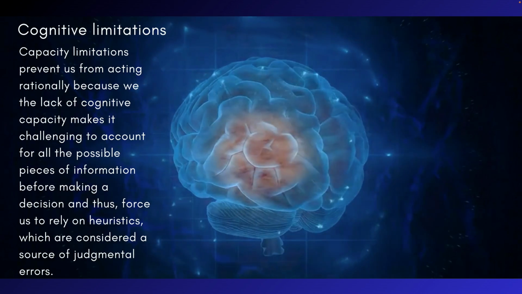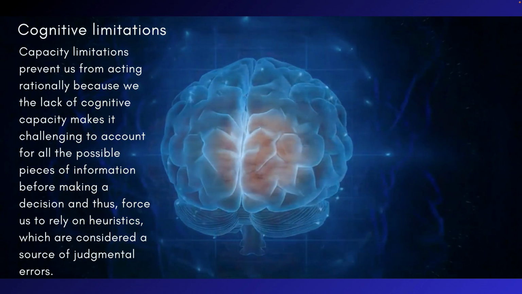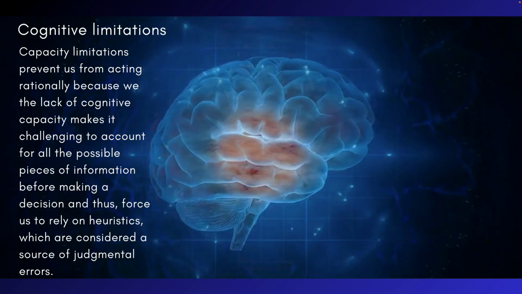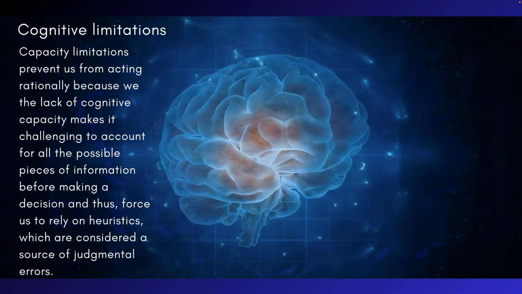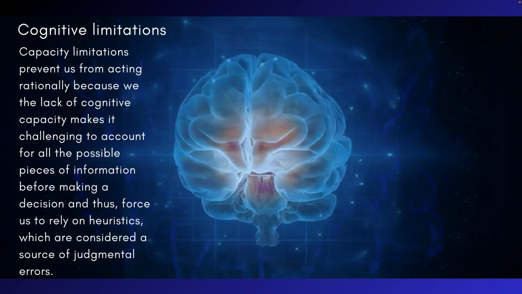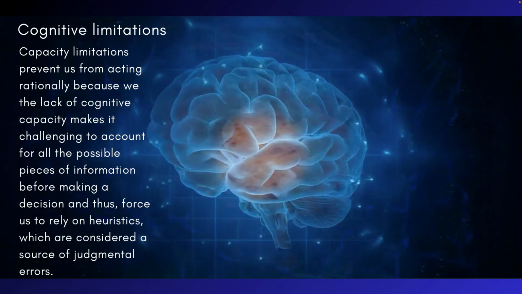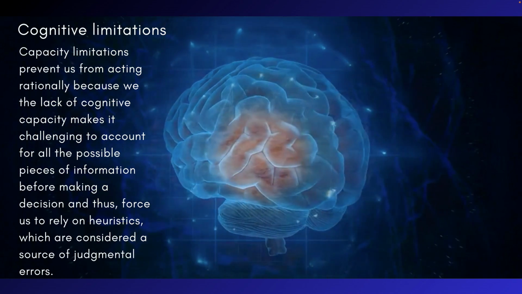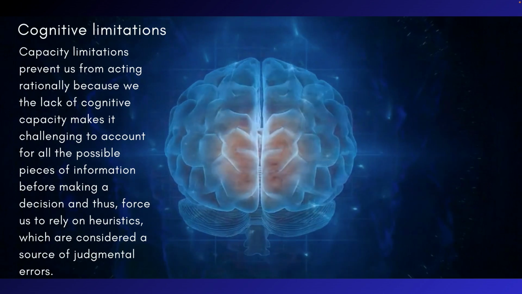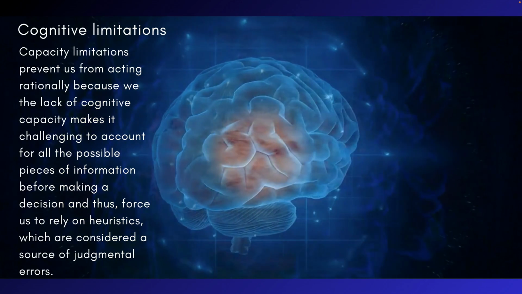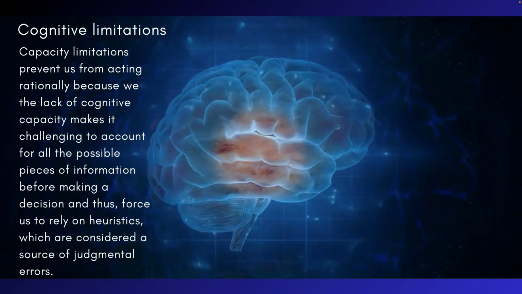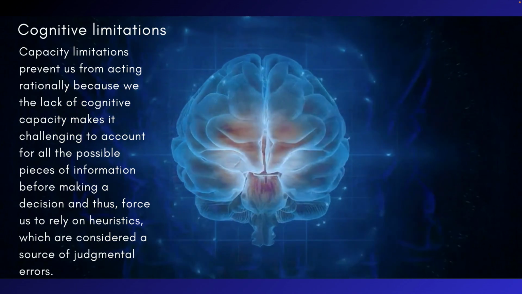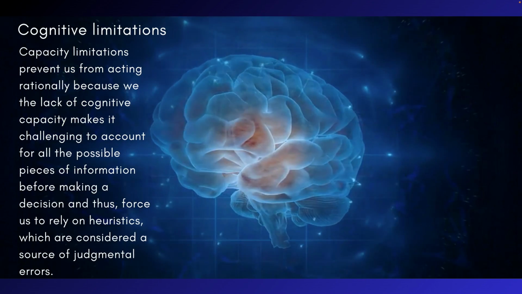Another explanation pertains to the cognitive capacity limitations. Almost all animals have some form of cognitive capacity limitations. Capacity limitations tend to prevent us from acting rationally because we lack the cognitive capacity or the resources required to make the detailed algorithmic thinking. Thus, it makes it challenging to account for all the possible pieces of information before making a decision, and thus it forces us to rely on heuristic thinking and therefore resort to mental shortcuts.